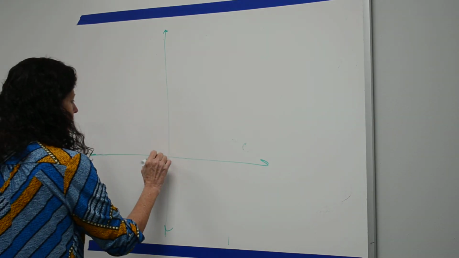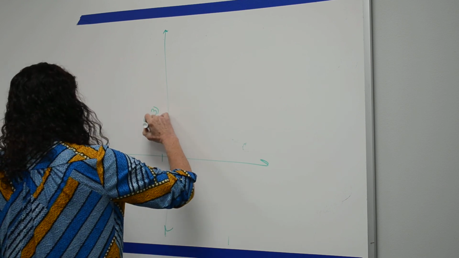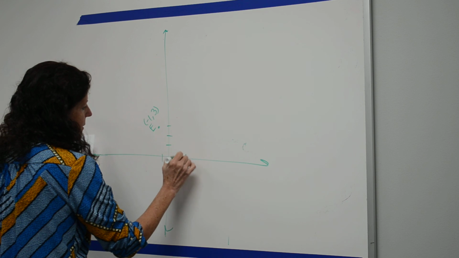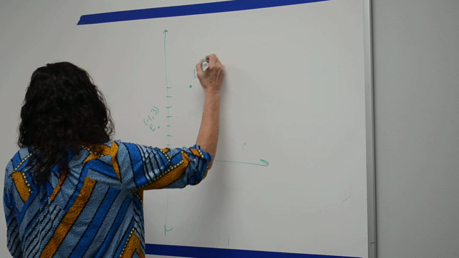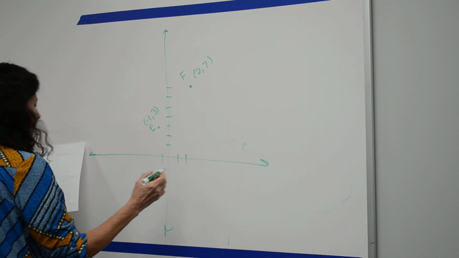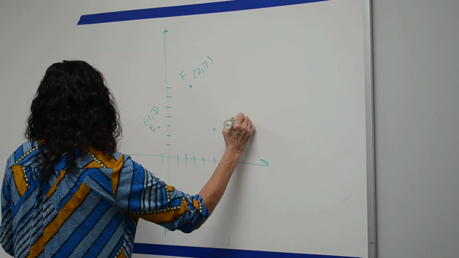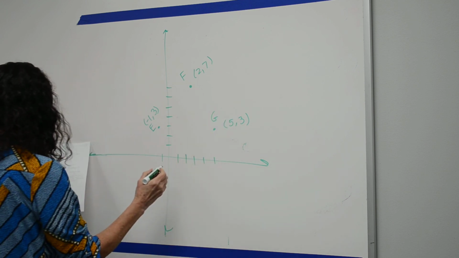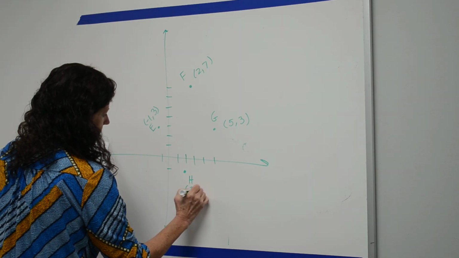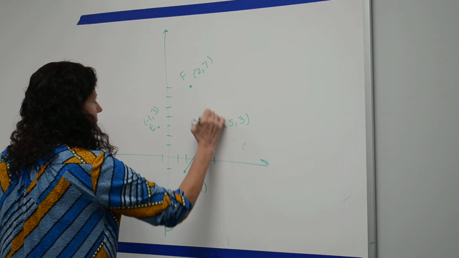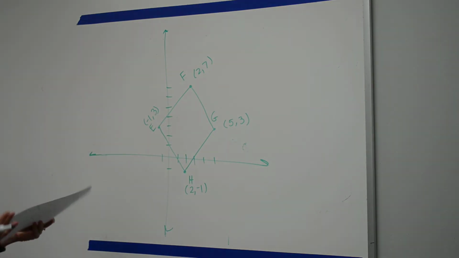I've got the point -1, 3, which is E, and then I have 2, 7, you have 5, 3, which is G, and then I have 2, -1, which is H. And they're going to tell you to find the coordinate of this rhombus, so they tell you.